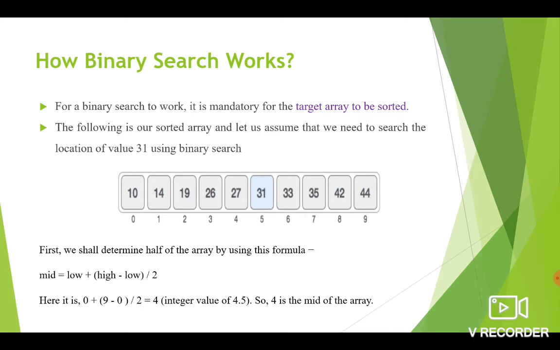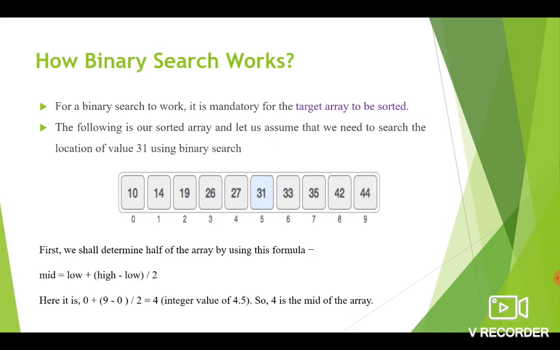So what is my first step? I have to find out the middle value. The formula for middle is low plus (high minus low) by 2. The low value is 0, the high value is 9. After applying these values, we get the middle value as 4.5. You have to round it to 4. So 4 is my middle index, and the middle value is 27.